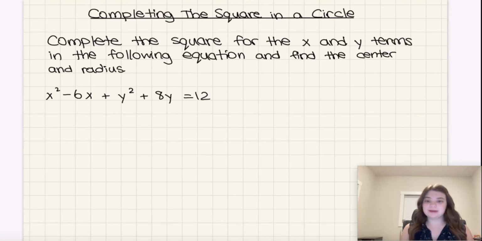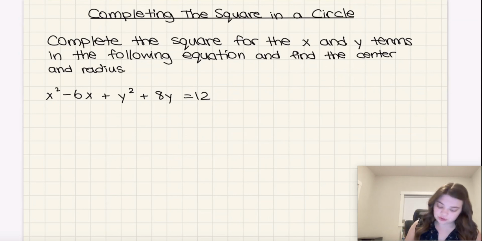So today we are going to be completing the square of this circle, and once we've done that, we're also going to be finding the center and the radius, which is a lot easier to very quickly just take a look at the equation and find once we have completed the square, and I'll get to that when we've completed the square. Okay, so first of all, how do we complete the square?